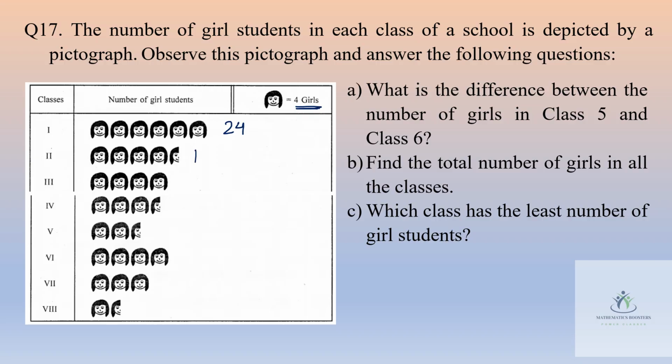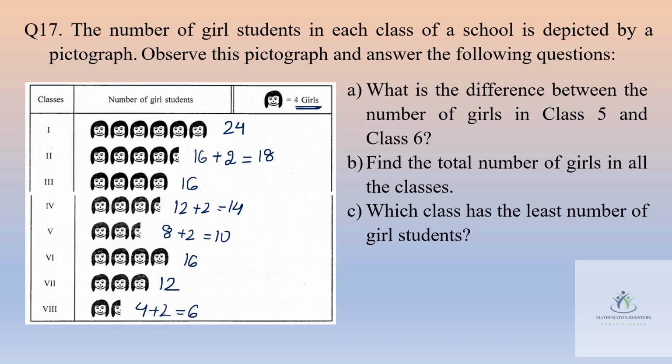4 complete means 16 plus half. Half of 4 is 2. So this is 18. Now these are full shapes. This will be 16. 3 complete, 1 half: 12 plus 2, 14. 2 full, 1 half: 8 plus 2. 4 complete, that is 16. 3 complete, it's 12. 1 complete, 1 half will be 4 plus 2, 6.